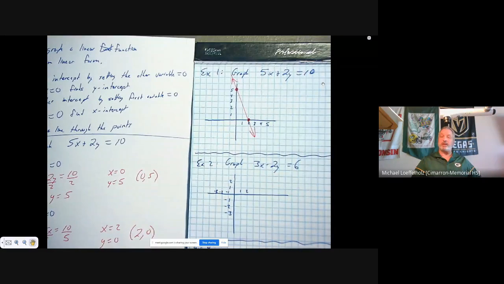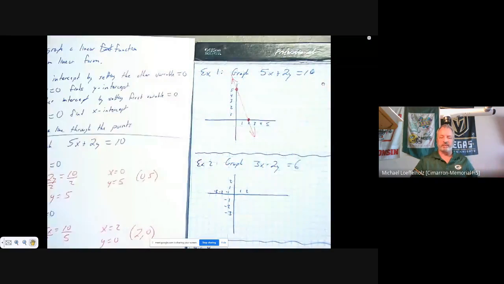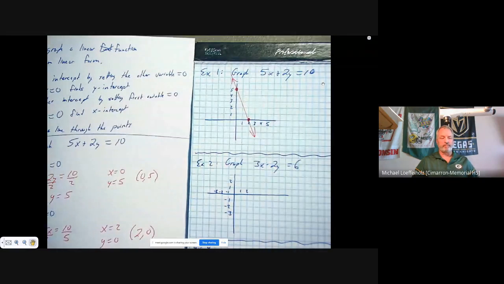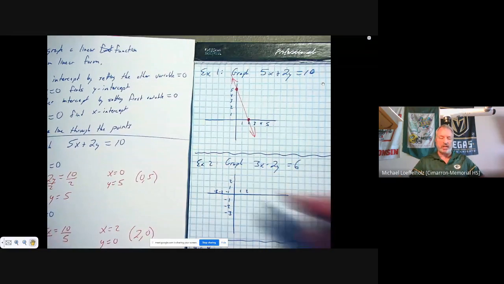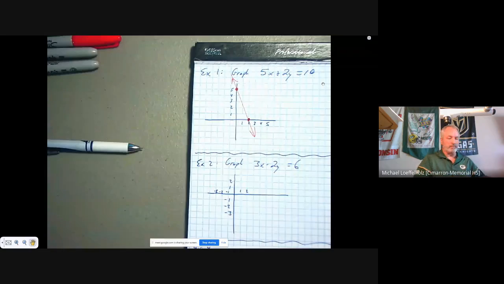Okay, so if you have an equation in standard form, set one variable equal to 0, solve. Set the other variable equal to 0, solve. That gives you your 2 intercepts. Put the 2 dots down, connect. Done.